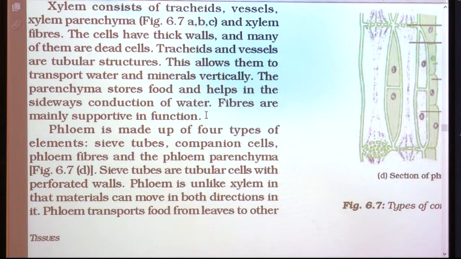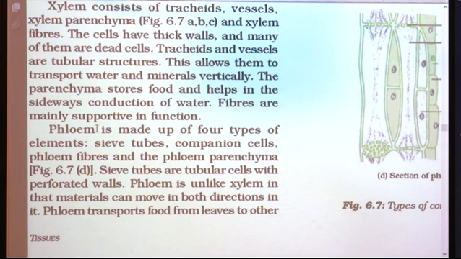So, these are the four types of elements of xylem: tracheids, vessels, xylem parenchyma and xylem fibers. The cells have thick walls and mainly they are made of dead cells. Now what is the function of tracheids and vessels? They allow the transportation of water and minerals vertically. What is the function of xylem parenchyma? It stores food and helps in sideways conduction of water. And the function of xylem fibers, they are mainly supportive in nature. So this is the first complex permanent tissue. The second one is phloem.